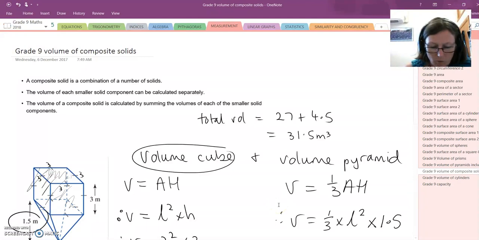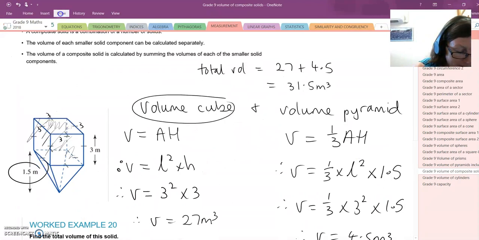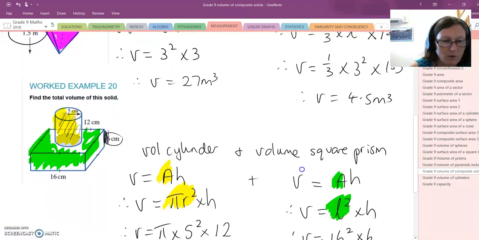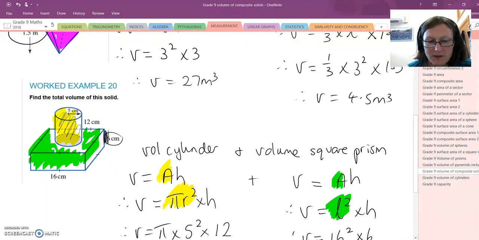So going back up to the top, we're talking about finding the volume of composite solids. What we do is we find the volume of the first solid, in this case the cube, and then we add on the volume, in this case, of the pyramid. In the second example, we find the volume of the cylinder, which is marked in yellow, and also find the volume of the square prism that it's sitting on, add the two together, and that gives us the volume of our composite solid.